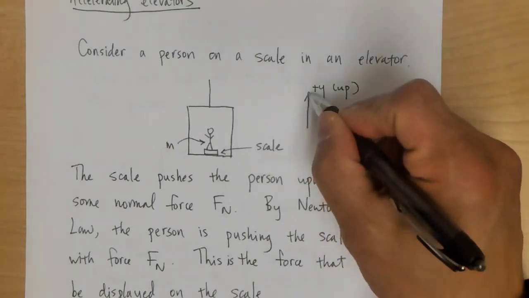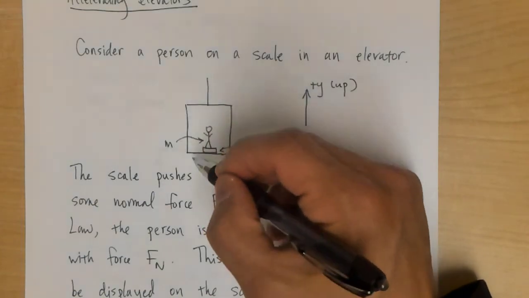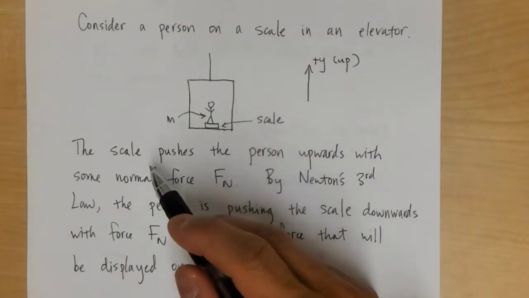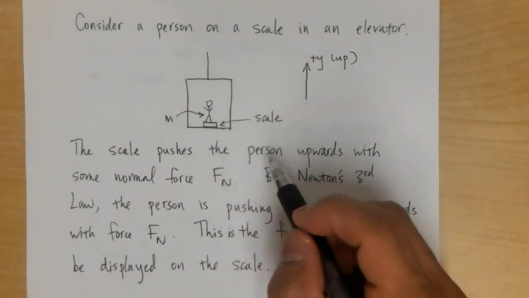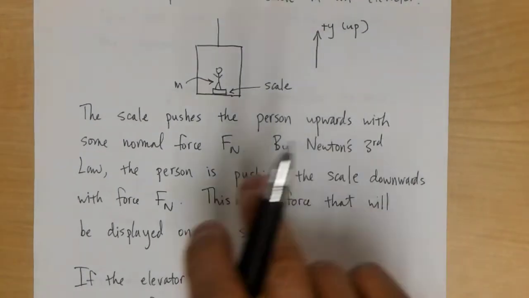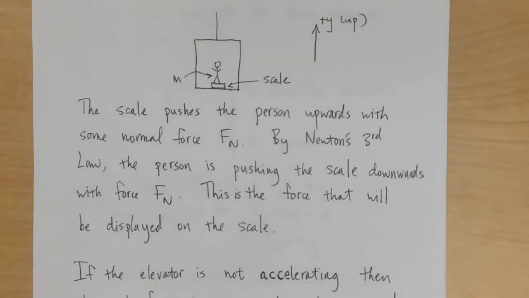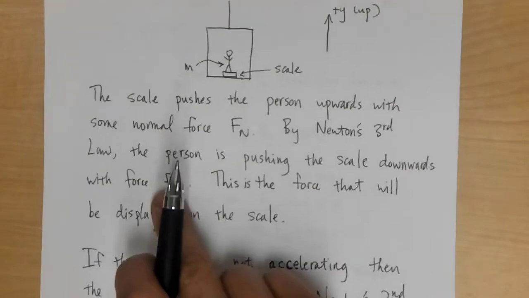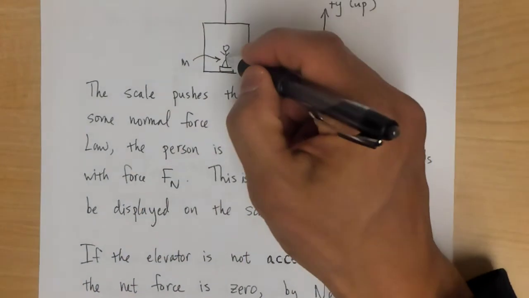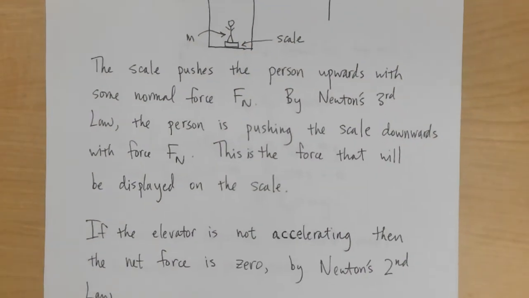Let's say positive y is pointing up, and this is my elevator with some cable that's holding it up. That's the elevator here. So this is the scale, and what the scale is doing is it pushes the person upwards with some normal force, Fn. Now, by Newton's third law, so I guess I was mistaken, we're actually going to talk about Newton's third law here. By Newton's third law, the person is pushing the scale downwards with force Fn. So the scale pushes up with Fn, the person pushes down on the scale with the force Fn.